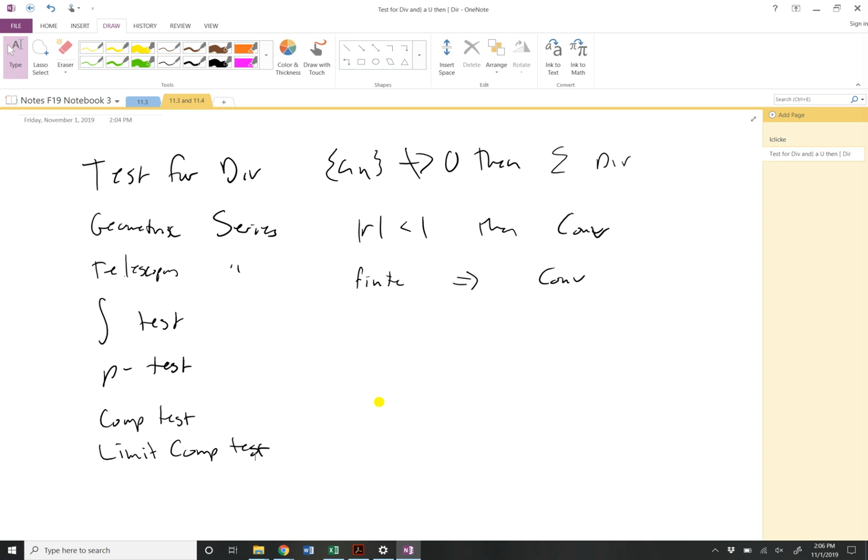You can't always use each of these tests. For example, the integral test only says something if the terms are positive, continuous, and decreasing.